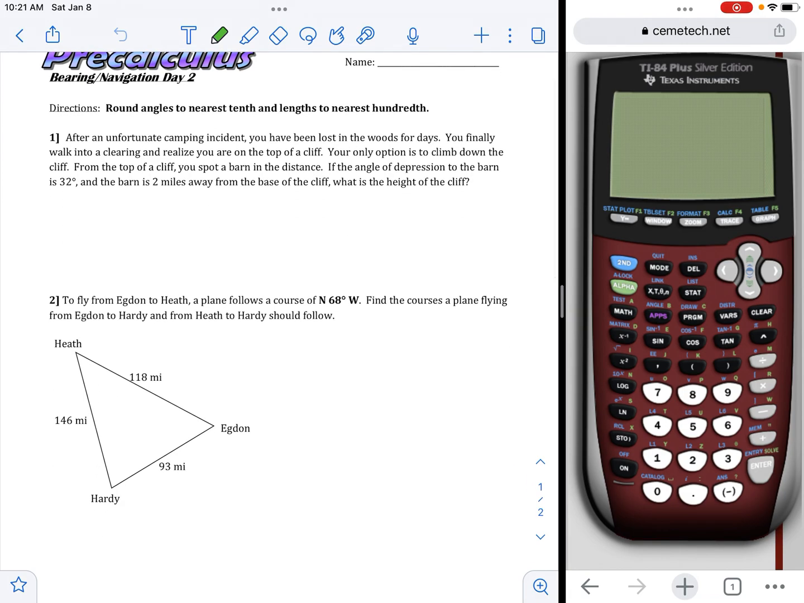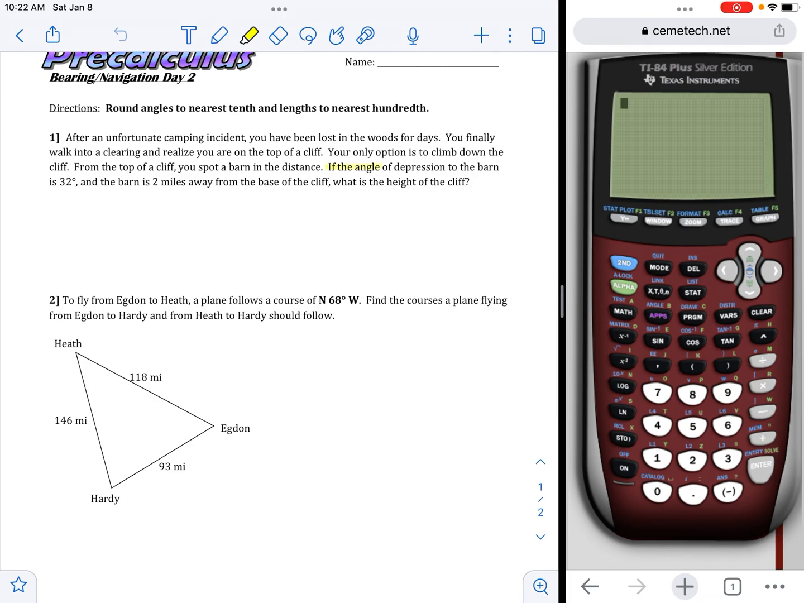So the first one says, after an unfortunate camping incident, you've been lost in the woods for days. You finally walk into the clearing and realize you're on top of a cliff. Your only option is to climb down the cliff. From the top of the cliff, you spot a barn in the distance. If the angle of depression to the barn is 32 degrees and the barn is 2 miles away from the base of the cliff, what's the height of the cliff?